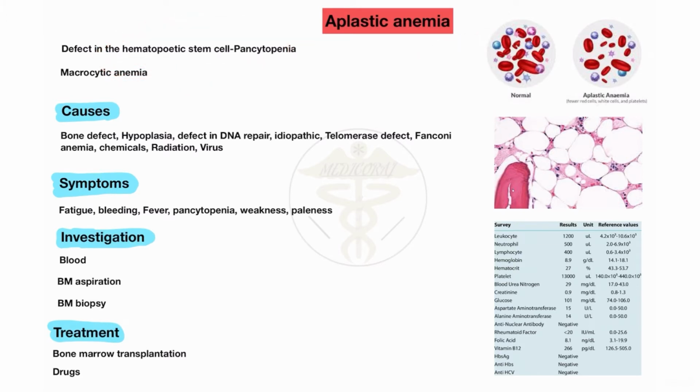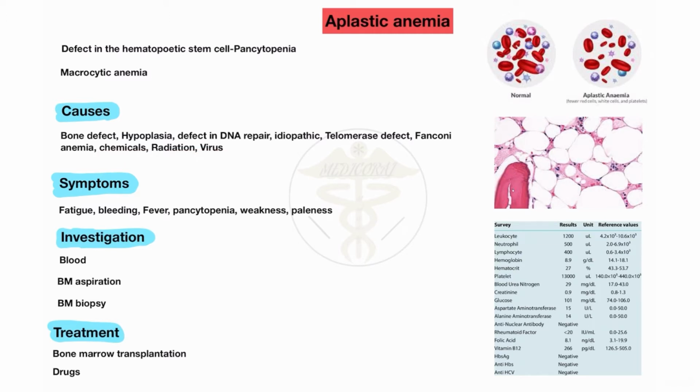Causes of aplastic anemia: bone marrow defect, like hypoplasia, and defect in DNA repair. Idiopathic means unknown causes. When causes are unknown, then it is called idiopathic type. Telomerase enzyme defect can occur. Fanconi anemia, also in case of chemicals, radiation and virus.